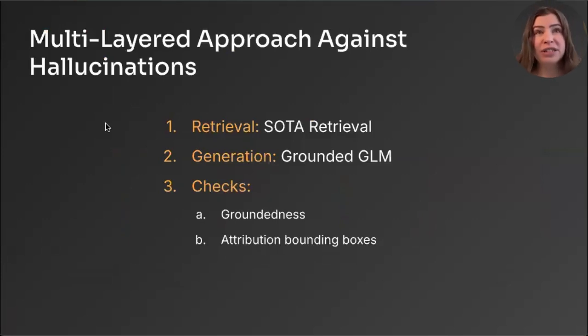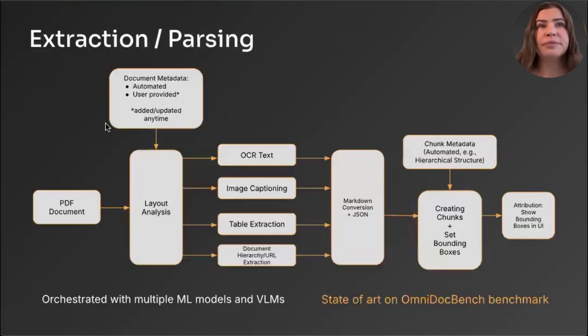To combat hallucinations, we have a multi-layered approach. For retrieval, we have a state-of-the-art retrieval system that lets you first retrieve the right information. We have a grounded language model that was specifically trained for the task of RAG so that it is focused on generating responses based on its context and not parametric knowledge. And then we have several additional checks. We have a groundedness check that is happening before the response is generated. And then we have these attribution bounding boxes allowing users to check for themselves.